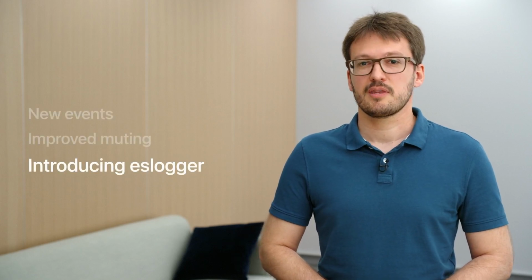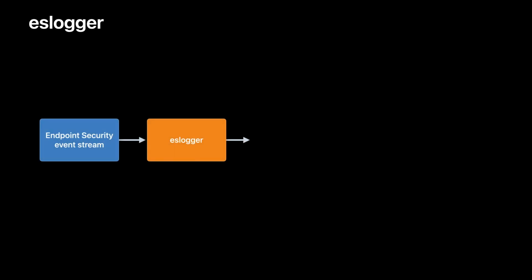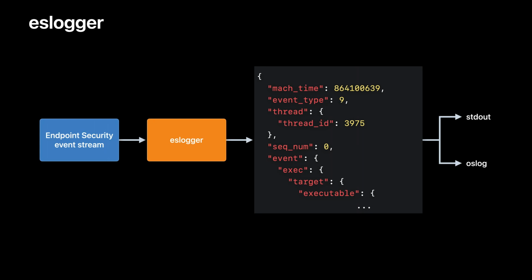And finally, we're introducing ES-Logger. We have had many requests for a capability to provide endpoint security events without the need to write a native client. Starting in macOS Ventura, you will be able to harness the power of endpoint security via a command line utility that brings deep introspection into the OS. ES-Logger taps into the endpoint security event stream for specific events and emits JSON formatted event data to standard output or to the unified logging system.